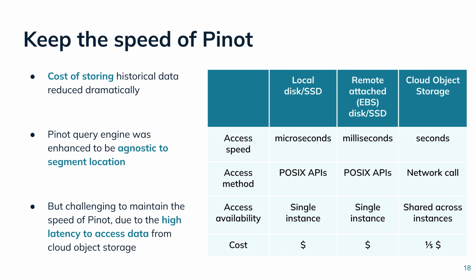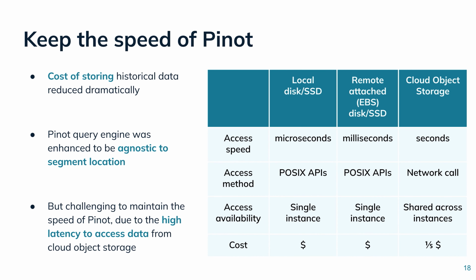But Pinot has been assuming segments stay on the local disk to run queries very fast, because it memory maps the segments for random data access very quickly. So to make Pinot work with remote segments on S3, we actually have to extend the query engine to make it agnostic to segment locations. And under the hood, we plug in our own buffer implementation so that during query execution, we can read data from those remote segments transparently.